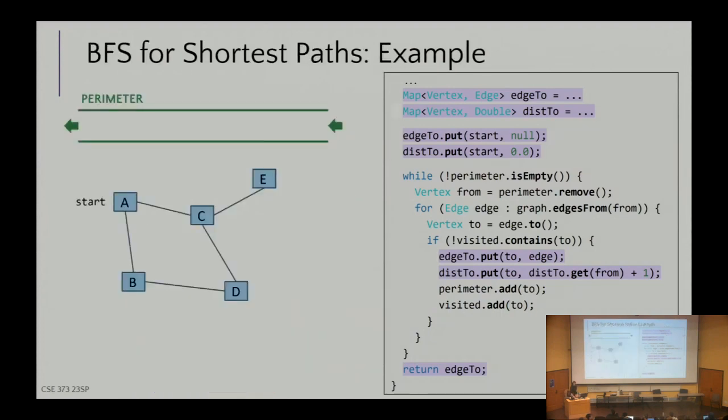So here, let's walk through it. Let's say we start at A. Its dist2 is 0, because we haven't traveled any distance so far. And then we look ahead and we say, oh, B and C, we're going to now give them a distance of 1 because they're 1 hop away from source. And their edge 2 will be source, meaning the thing that comes right before them is source.